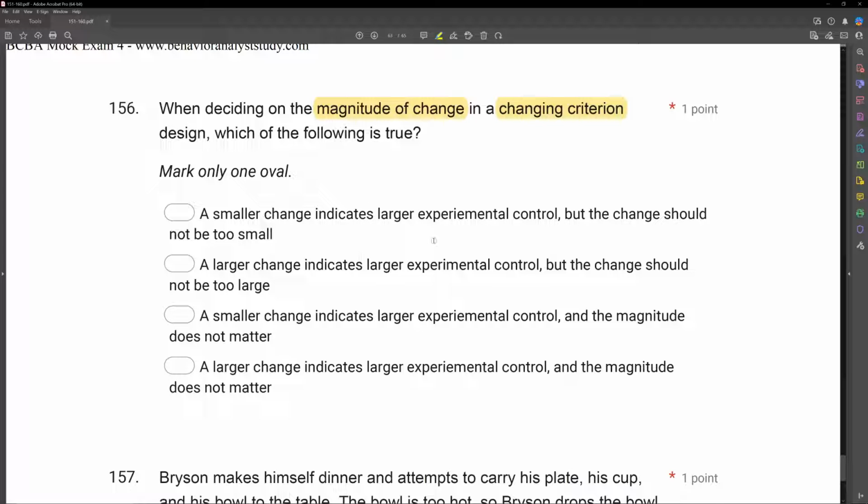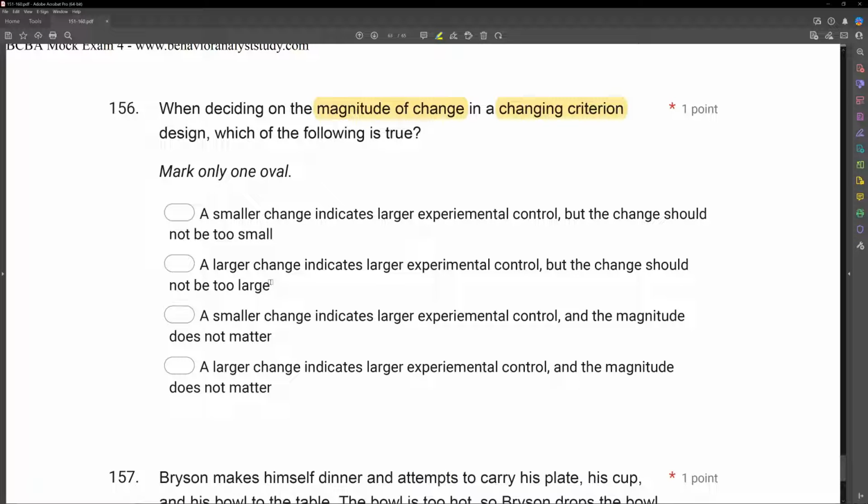A, a smaller change indicates larger experimental control, but the change should not be too small. So that's just not correct, right? A smaller change is not going to indicate larger experimental control. A larger change is going to indicate experimental control because in a changing criterion design, the behavior should follow the changes of the criterion. So each step, that behavior should follow each step. So a larger change is going to indicate larger experimental control, but the change should not be too large.